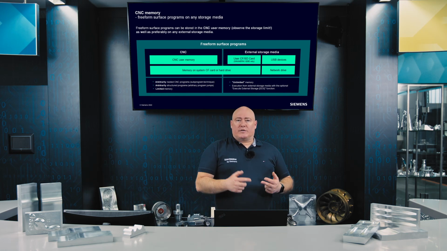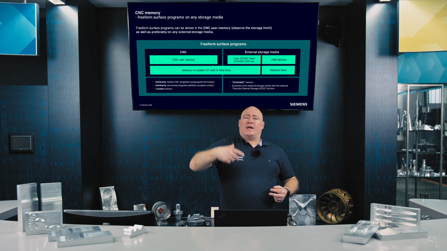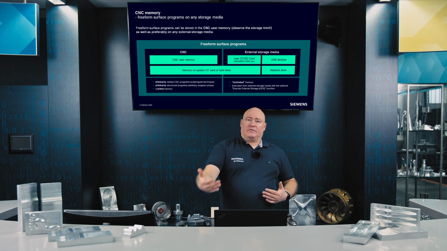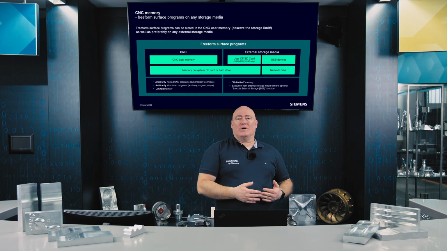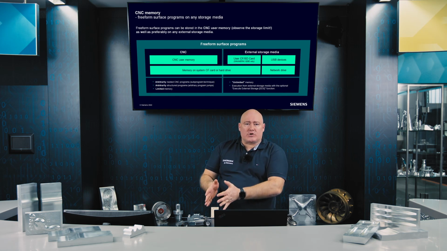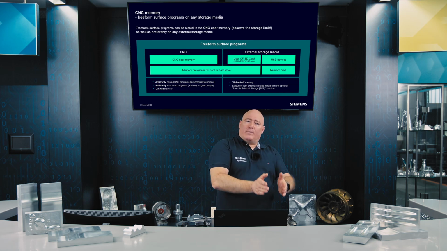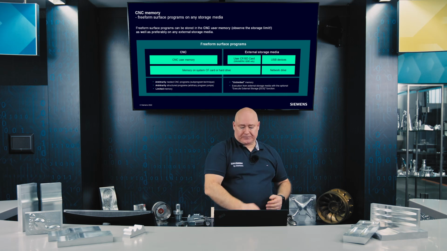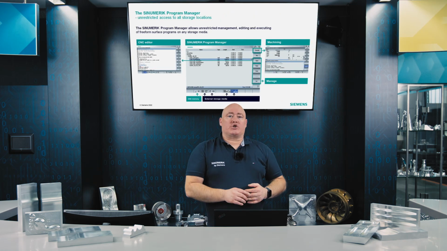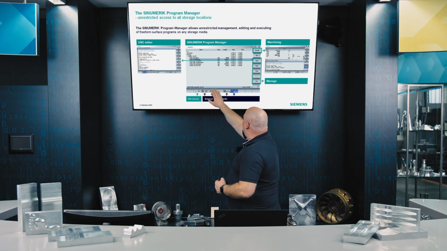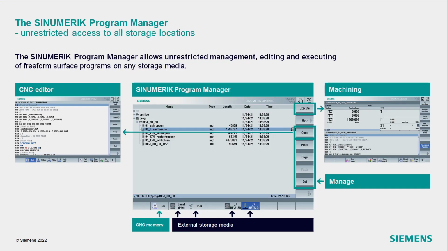This optional EES, or Execute from External Storage function, means that the execution is from external storage media and ensures that you can work from external storage media in exactly the same way as from the NC user memory. In the Program Manager, as can be seen here, I can not only manage and edit the programs in the horizontal soft key row from the NC user memory, or from the integrated and connected external storage media, but also execute them directly.